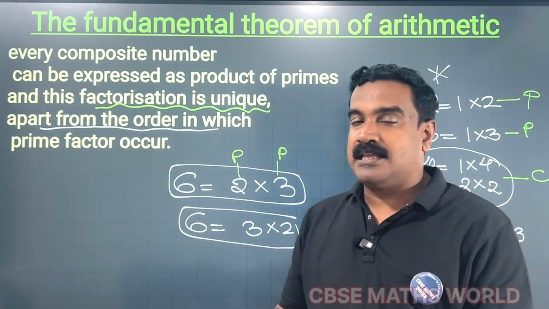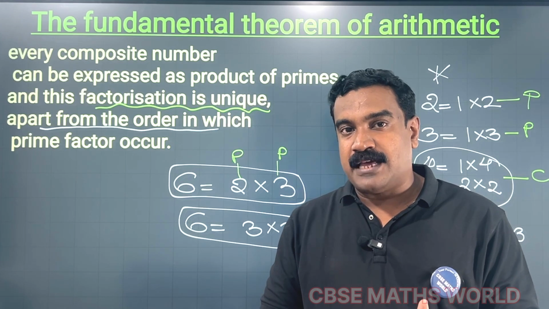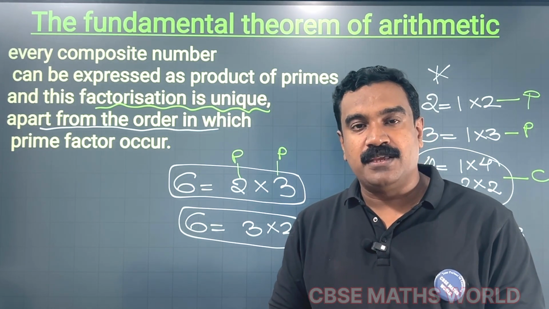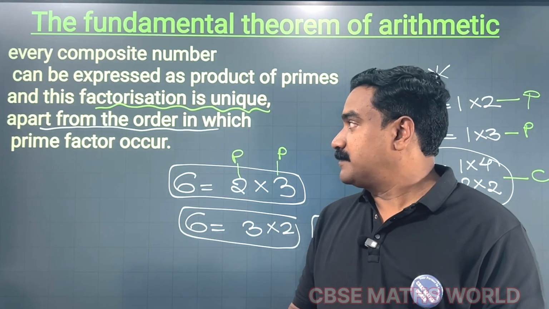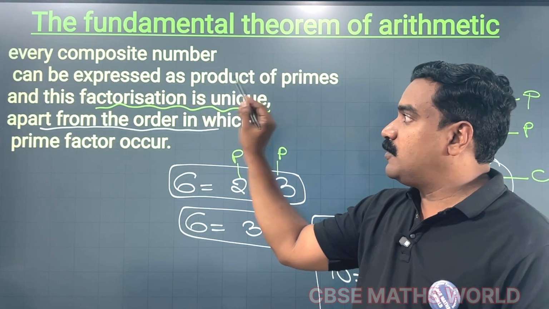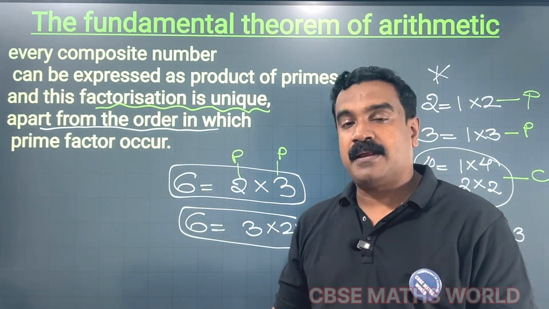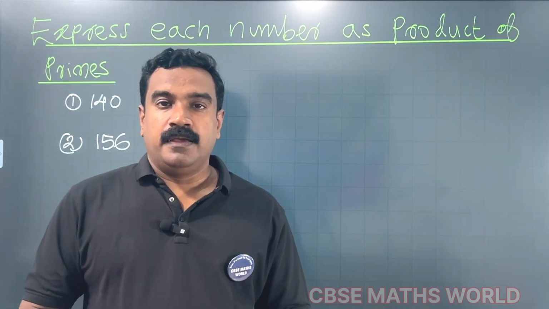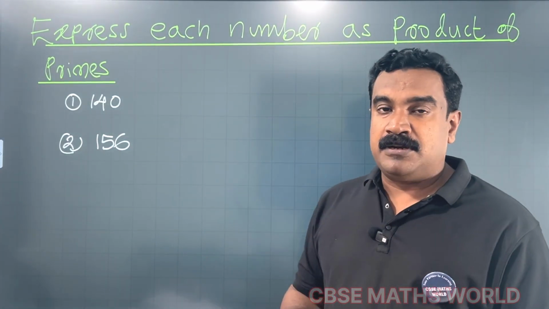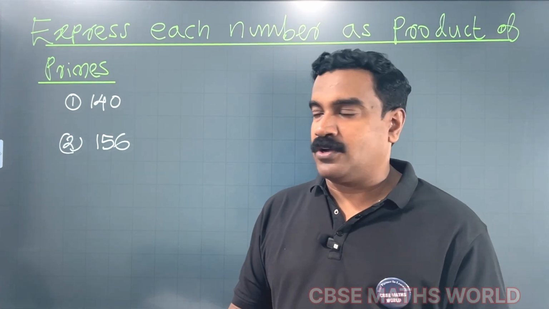So what is the fundamental theorem of arithmetic? Take any composite number, and you can express that composite number as the product of primes. And the prime factorization is unique apart from the order in which the prime factors occur. That's the same sentence: every composite number can be expressed as a product of primes, and this factorization is unique apart from the order in which the prime factors occur. Hope it's clear. Express each number as a product of primes. So using the fundamental theorem of arithmetic, we know that every composite number can be expressed as the product of primes. And look at the question.